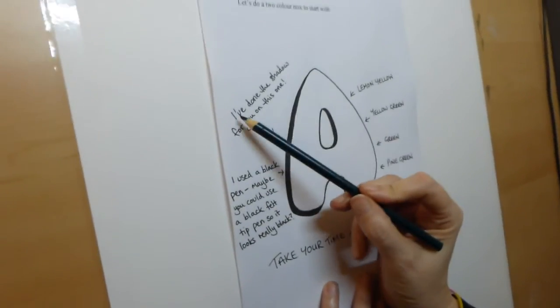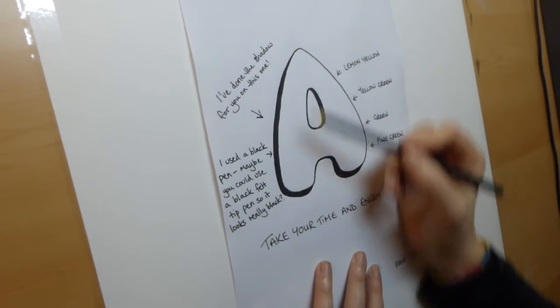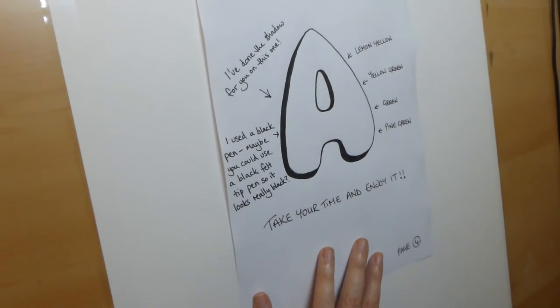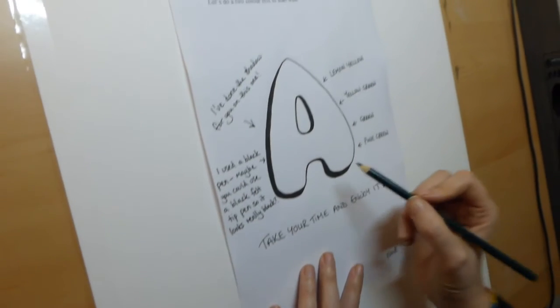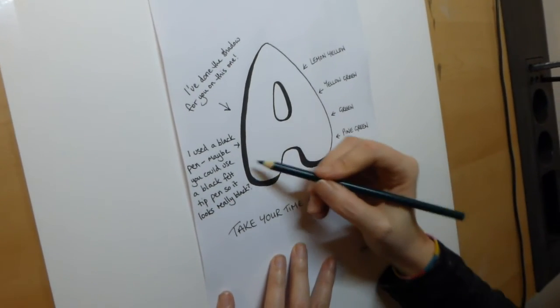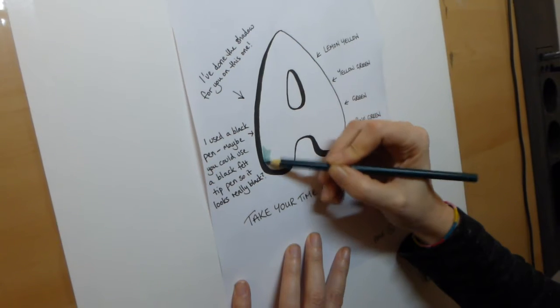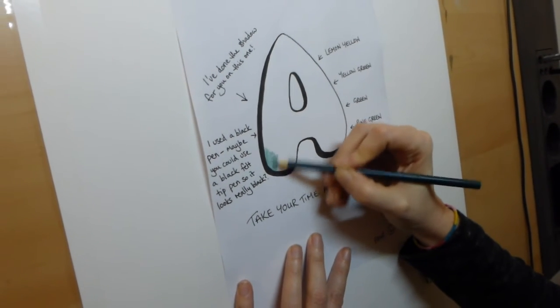Okay, so I've done the shadow for you on this one, so you don't have to worry about that. That's all ready to go. We're just going to concentrate on the colours. So the pine green, what we're going to do is we're going to take the bottom and we're going to shade it in quite strong to start with.